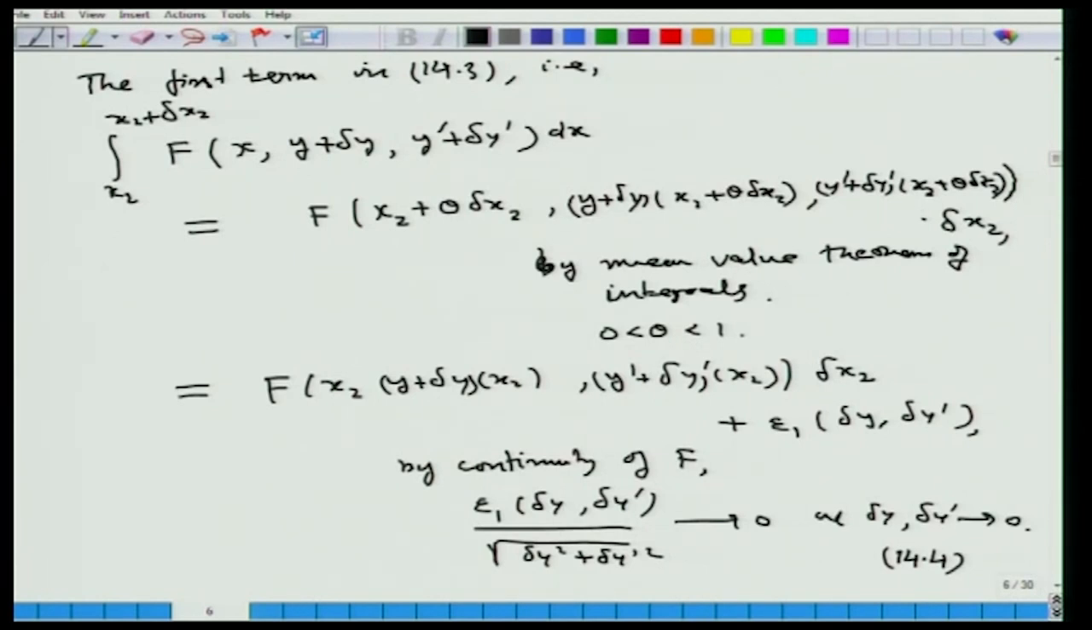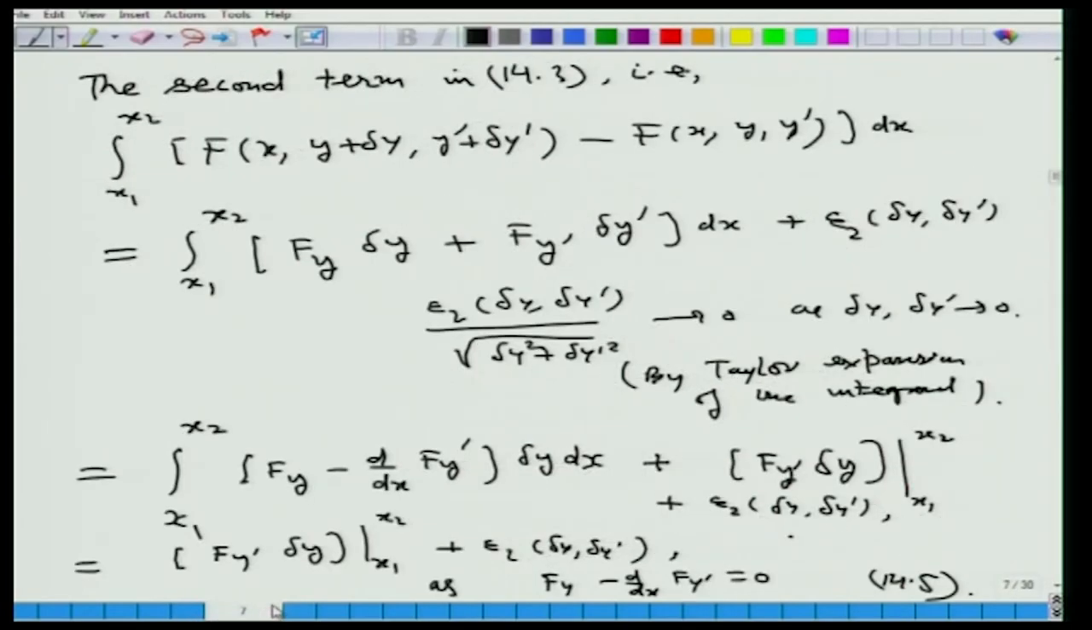And then by continuity it is written like f of x2, y plus delta y at x2, y prime plus delta y prime at x2, times delta x2 plus some function epsilon 1, which is a function of delta y and delta y prime of higher order in delta y and delta y prime. So, this is the condition required here, that epsilon divided by square root of delta y square plus delta y prime square tends to 0 as delta y and delta y prime tend to 0.